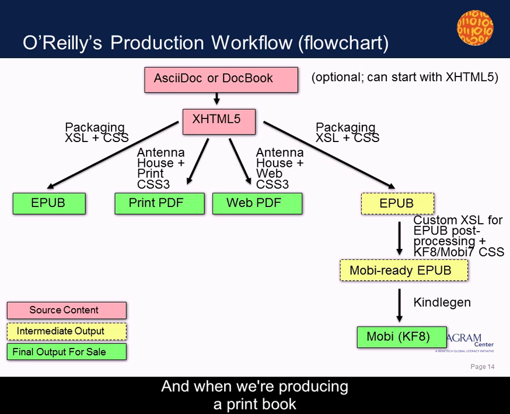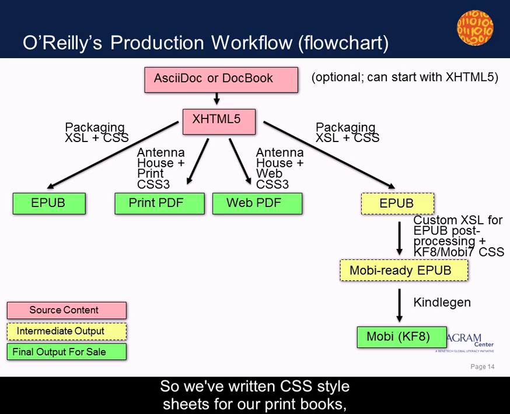And when we're producing a print book, we use a technology called CSS Page Media, which is a special CSS module devoted to basically making page output. So taking the same HTML and CSS that you would use on the web and breaking it up into pages and adding things like headers and footers.